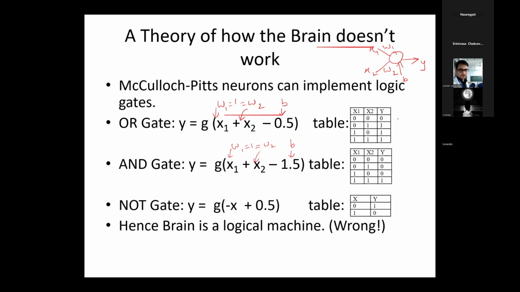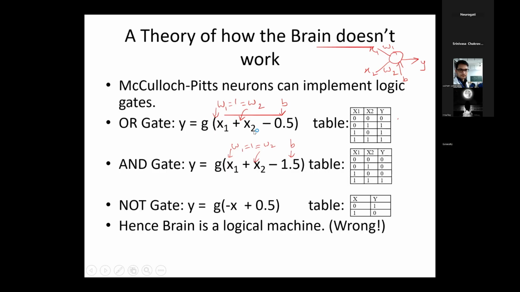So how do you get that using this neuron? G is a step function. Look at this expression, G of x1 plus x2 minus 0.5, right? Which means W1 is 1, W2 is also 1, and bias B is minus 0.5. If you do that, even if one of x1 and x2 is 1, the argument is positive, so Y is 1. If both x1 and x2 are zeros, then the argument is negative, so therefore Y is 0, because that's the step function.